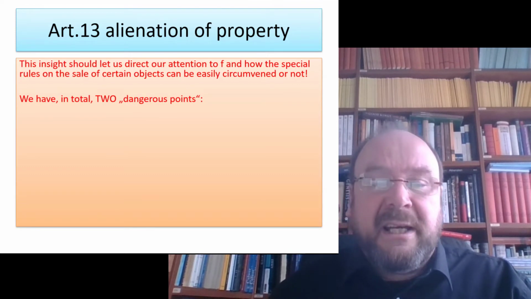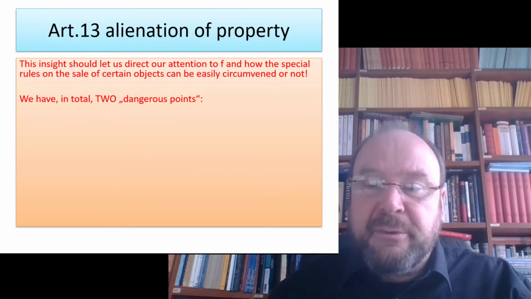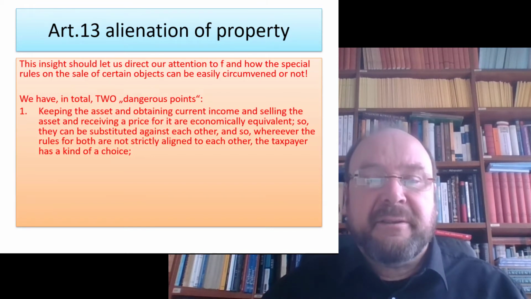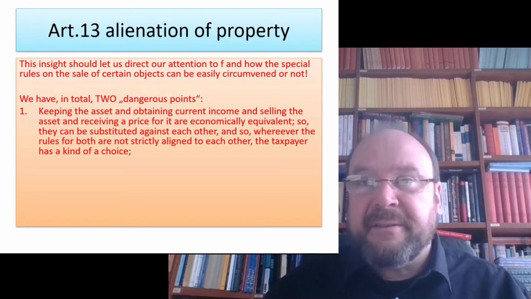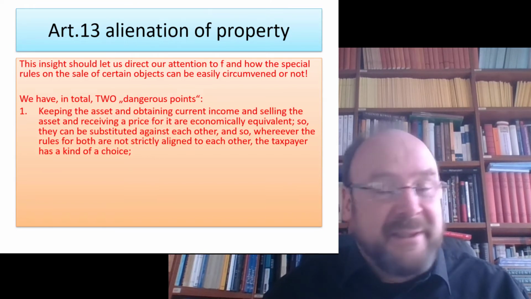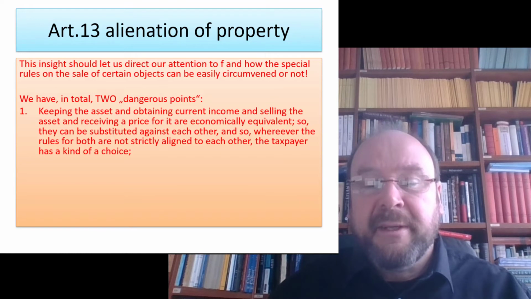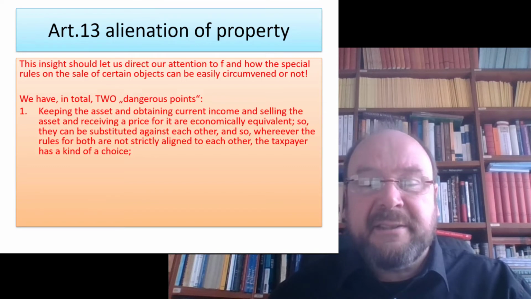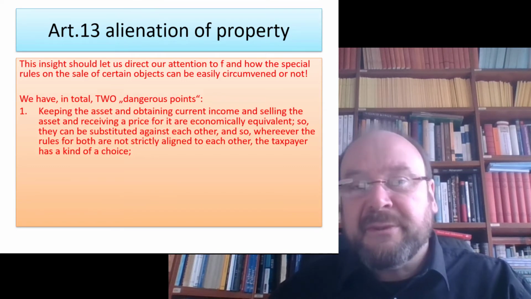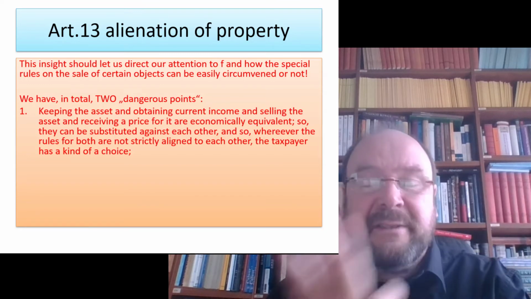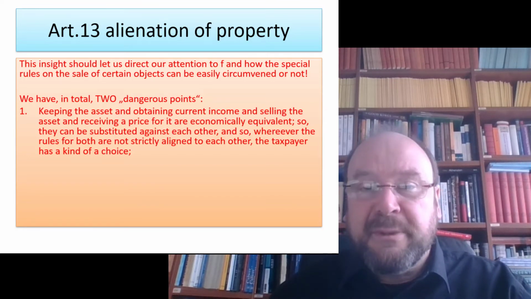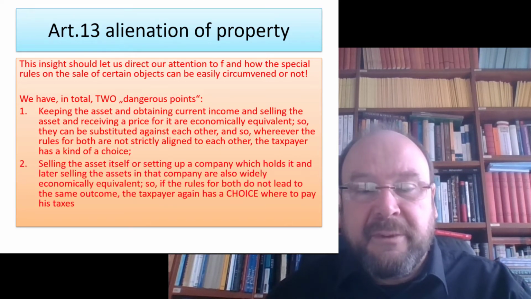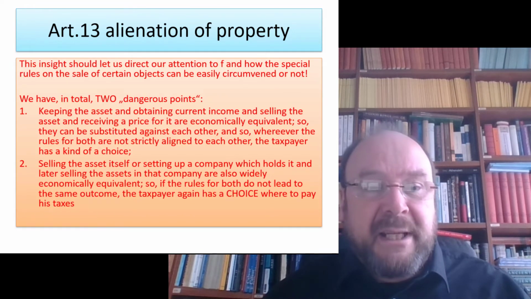In principle, we have two dangerous points here economically. First, keeping an asset and collecting current income from it, and selling the asset and receiving the price for it are economically the same. They bring the same return. So these two alternative things can be substituted against each other. And so wherever the rules for both are not strictly coordinated, aligned, and identical, also the taxpayer has a choice and will choose the better outcome. So you have a kind of tax planning potential.